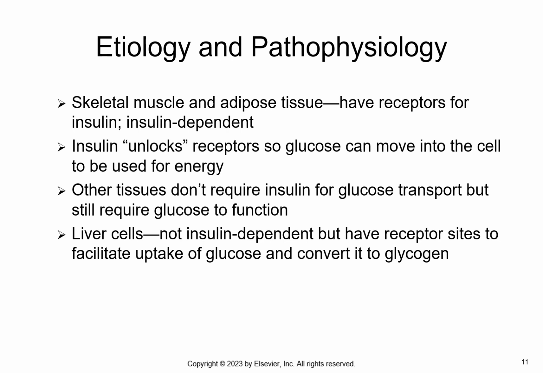Other tissues, for example, your brain, your liver, your blood cells, do not directly depend on insulin for glucose transport, but require an adequate glucose supply for normal functioning. Although liver cells are not insulin-dependent tissue, insulin receptor sites on the liver facilitate uptake of glucose and its conversion to glycogen.